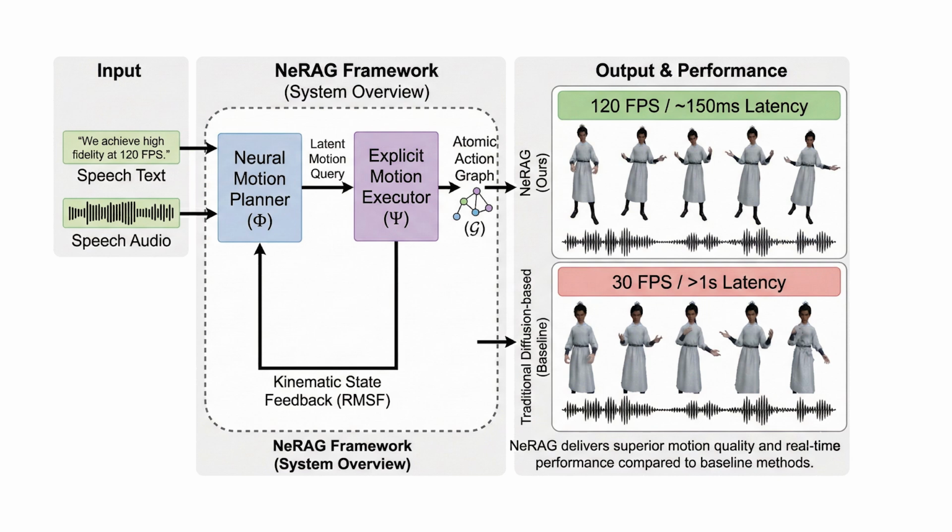On one hand, deep generative models like diffusion can produce diverse gestures. But they are slow, each gesture takes seconds. On the other hand, retrieval-based methods are fast, but they lack semantic diversity and cannot adapt to changing contexts. Can we combine the best of both? This is the goal of NeRAG.